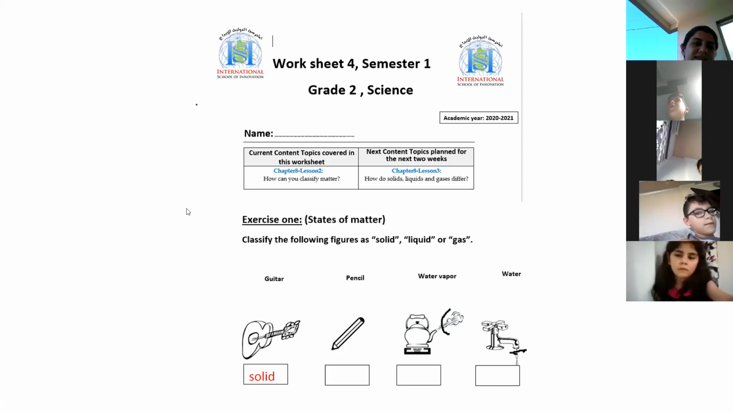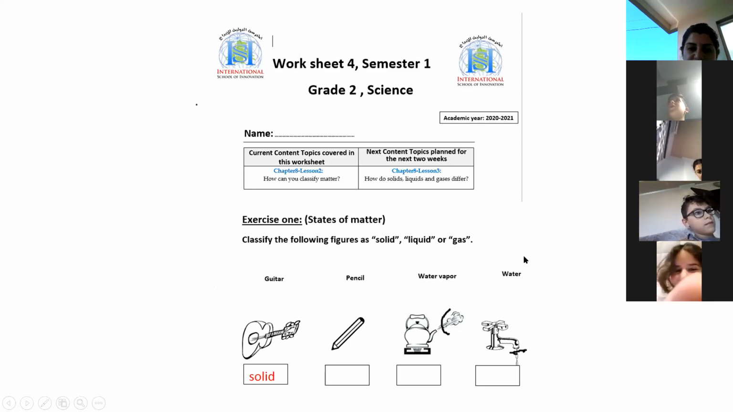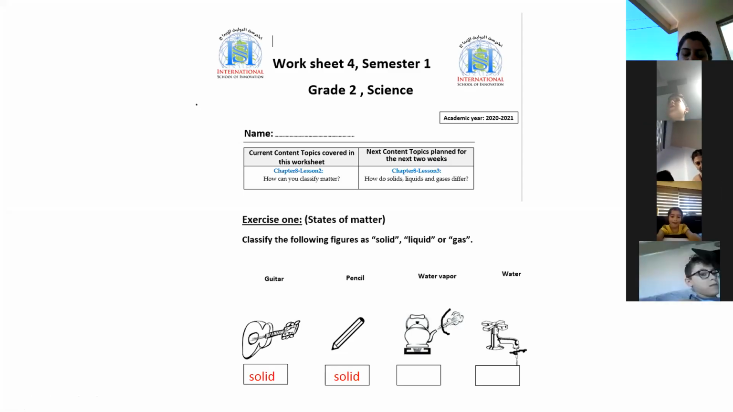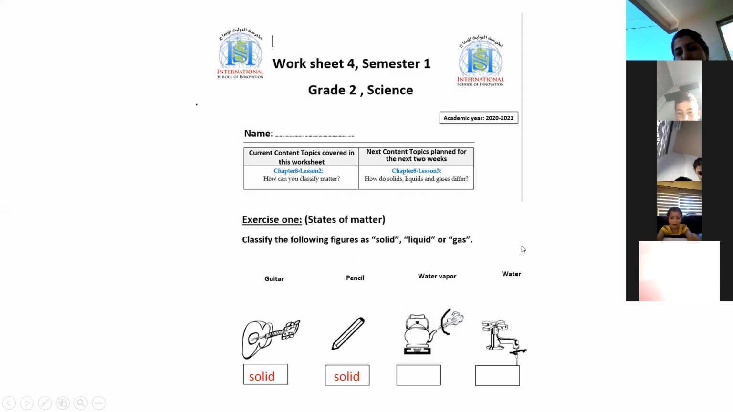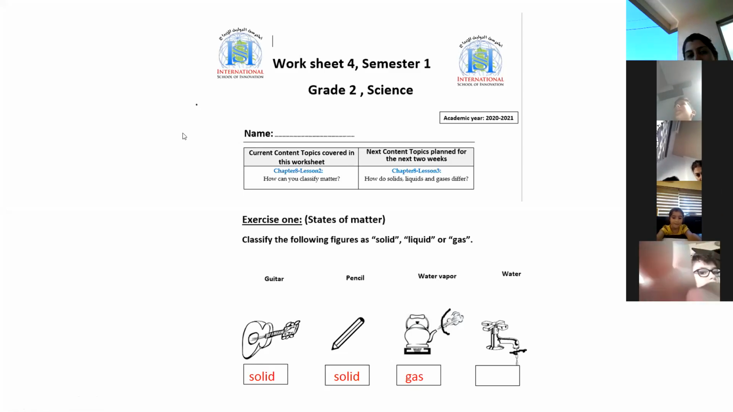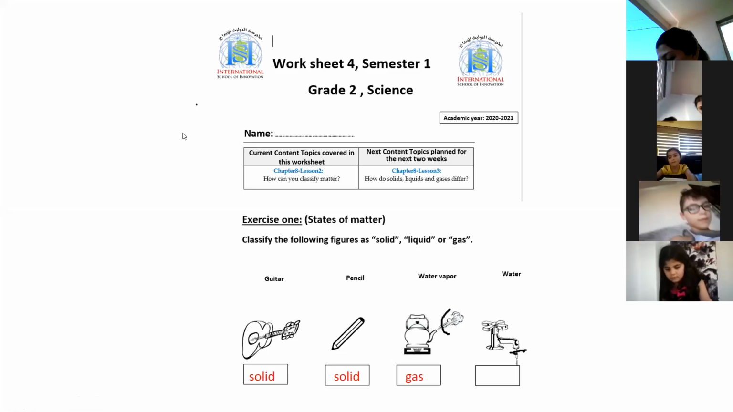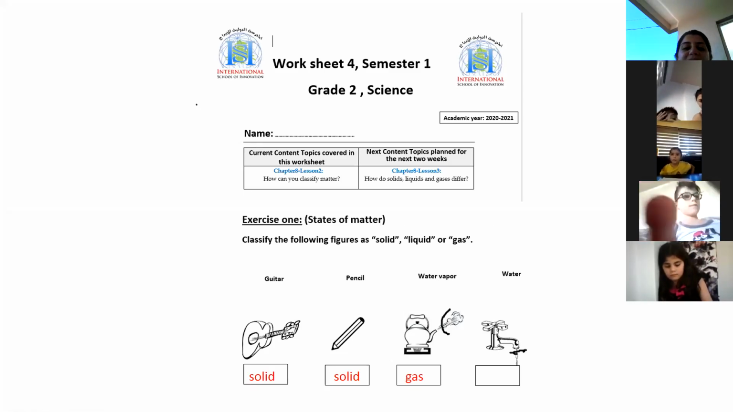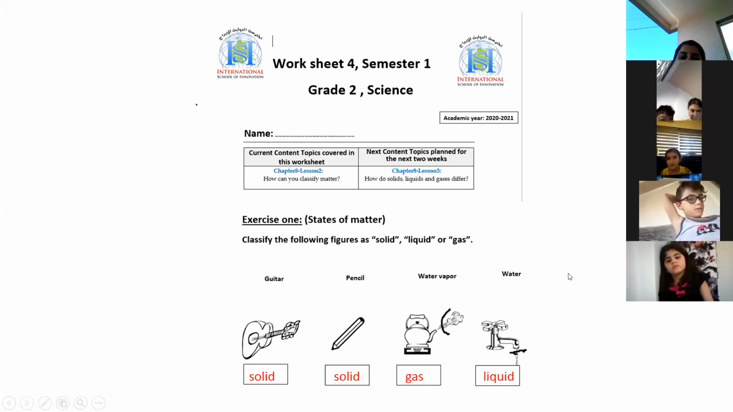Water vapor, Jude, I can see. Is it liquid, solid, or gas? Gas. Why is it gas? Because with gas, you can't touch it. It is like smoke. We can't hold it, but we can feel it in the air, right? Thank you. Who's iPad is this? What's your name? Lauren. Okay, Lauren. Water is? Water is liquid. Can we hold water? No. Water is liquid. Let's move on to the second page.